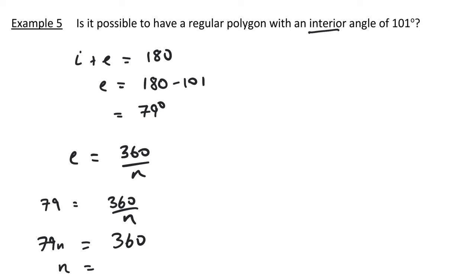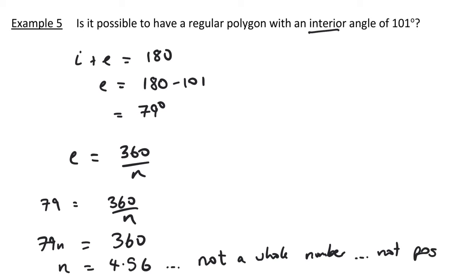Dividing by 79, we get 4.56. That's not a whole number, so it's not possible. We could have an irregular polygon, but we can't have a regular polygon with an interior angle of 101.